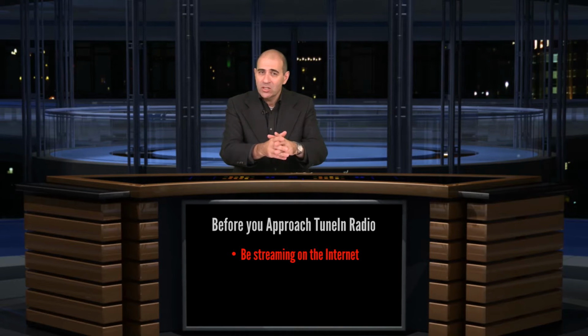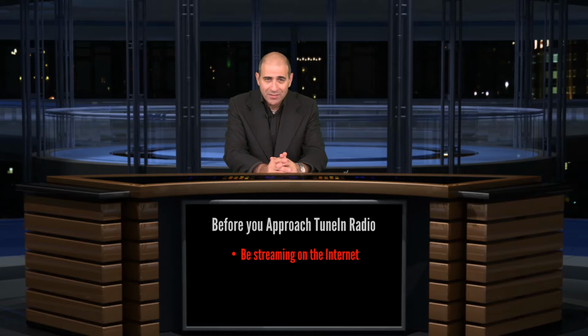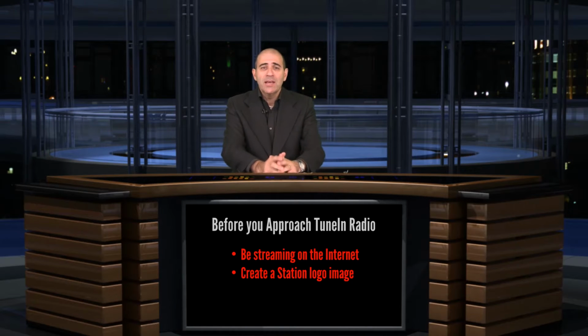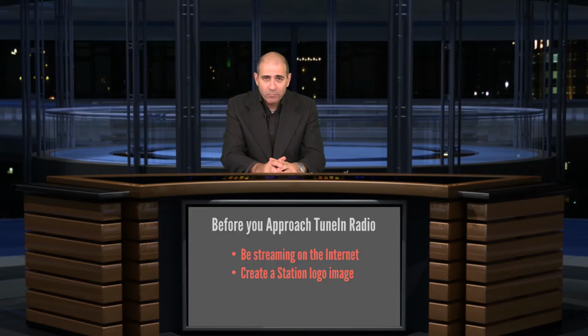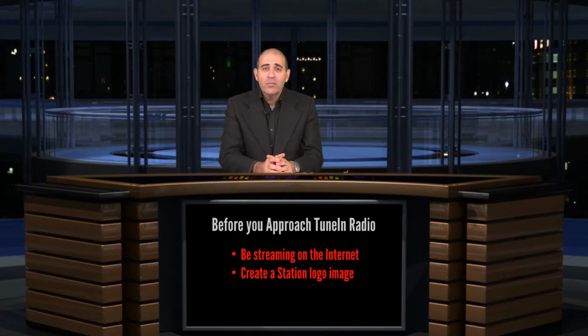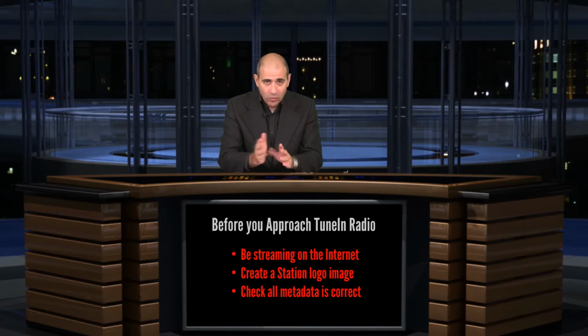To start with, let's look at what you need to have before you approach Tunein. Firstly, this is very important, you need to be already streaming your radio station on the internet. Then, you'll need a radio station logo image. For Tunein, we recommend the settings of 512 by 512 pixels. We don't recommend a white logo because the Tunein background is also white. And very importantly, we need to make sure all our audio has correct metadata. Now refer back to video 9 if you need any more information about this.